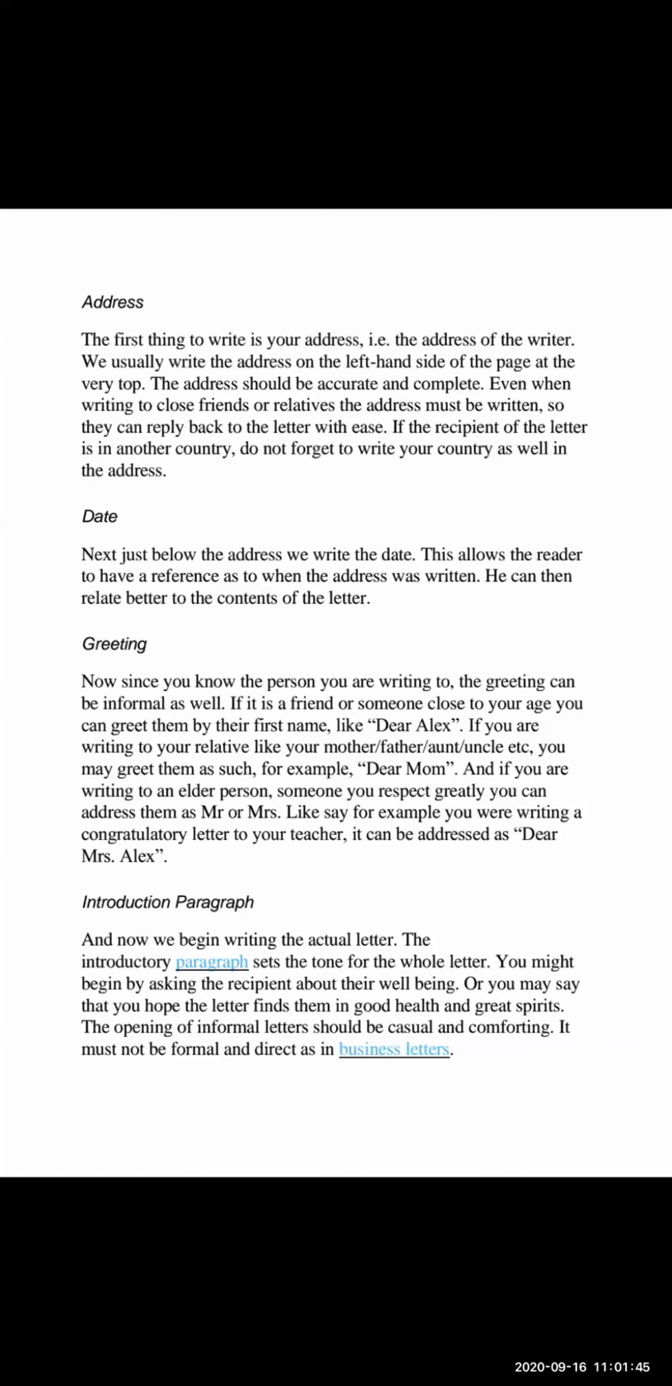So see here, first is the address. The first thing to write is your address, basically the sender's address. We usually write the address on the left side of the page, at the very top. The address should be accurate and complete. So the first thing is the sender's address.